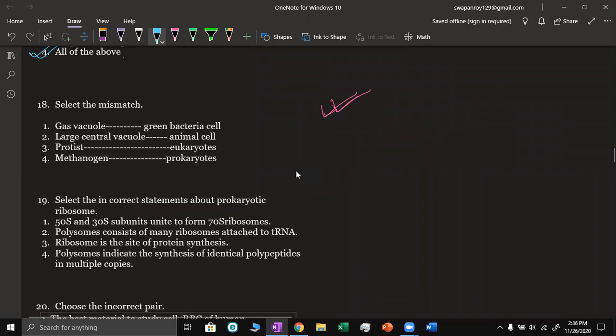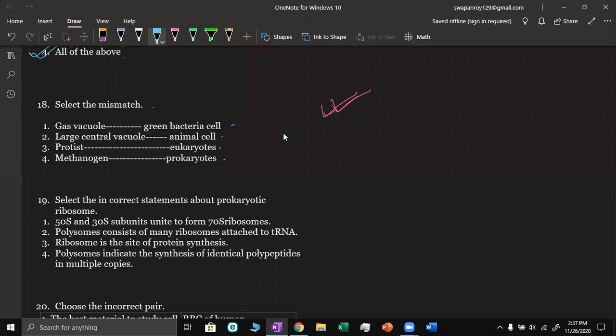Here is the next question: select the mismatch. Gas vacuoles, green bacterial cells; large central vacuole, animal cells; protist, eukaryote; methanogen, prokaryote. Which one is wrong? Number two, large central vacuole.